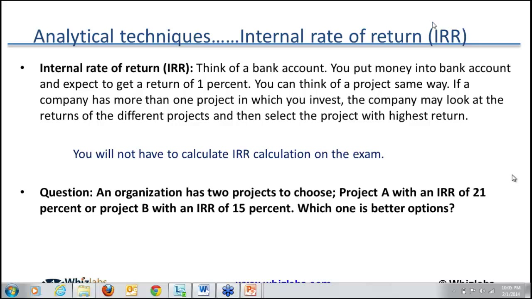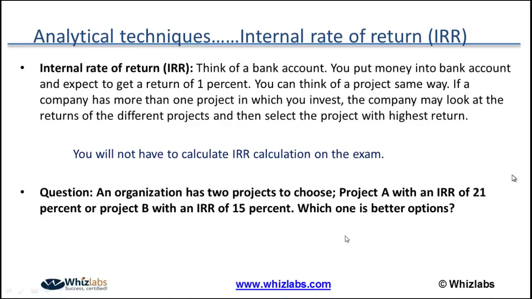As I said, the project with the highest percentage of returns will be selected. Here in this case, project A has a return of 21% as compared to project B. So project A will be a better option for the strategic committee to select. Understand that from the exam point of view, if the question comes asking which is the better option, the project with the highest percentage of returns will be the better option.